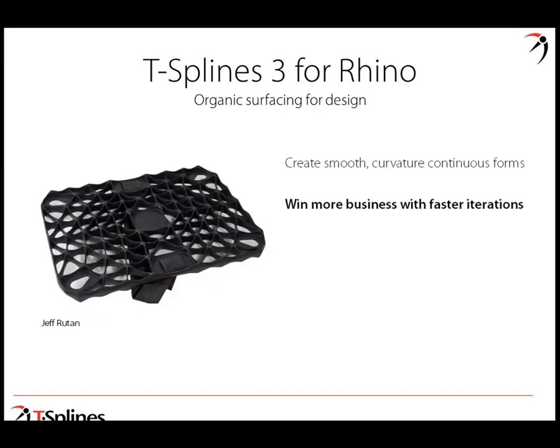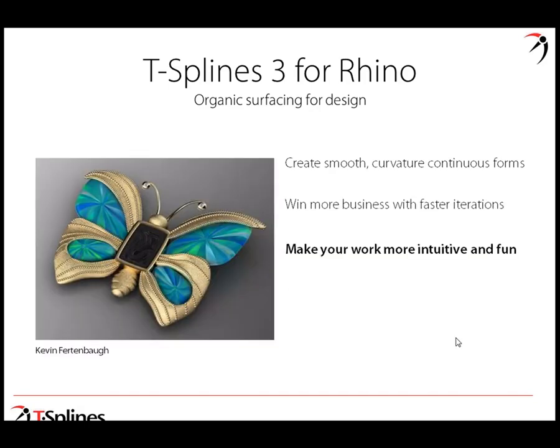The second thing that T-Splines is used for is to help win more business with fewer iterations. Most designs, especially freeform designs, are not perfect after the first try. T-Splines lets you make lots of fast iterations, be more responsive to your clients, and win more business. Let's just go on to the next thing.